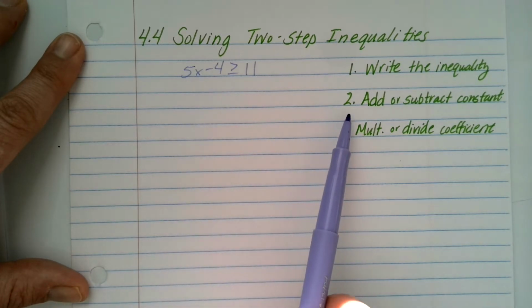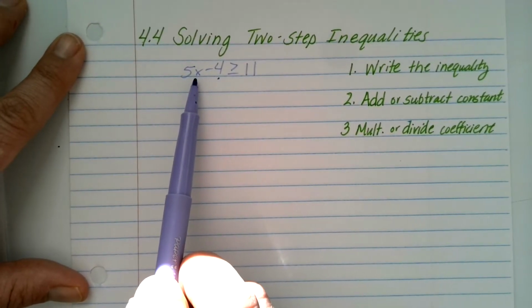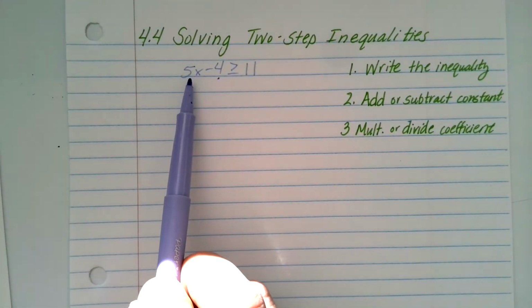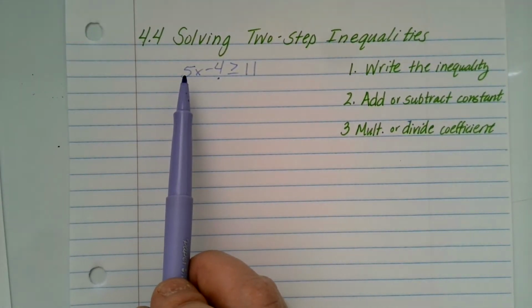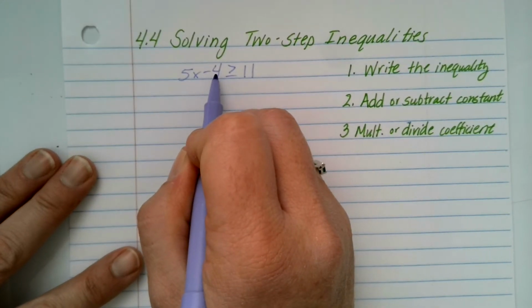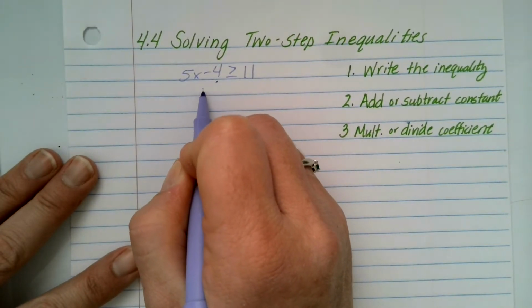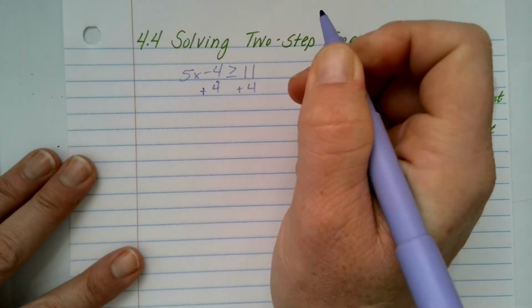Step number two is to add or subtract the constant that is on the same side as your variable. Because remember, we want to get this variable all by itself. It likes to be lonely. So here we go. We're going to use the inverse operation. Here it's subtraction, so the opposite would be addition. So we're going to add 4 to both sides, right? Whatever we do to one side, we have to do to the other.